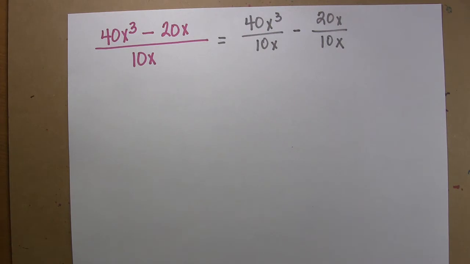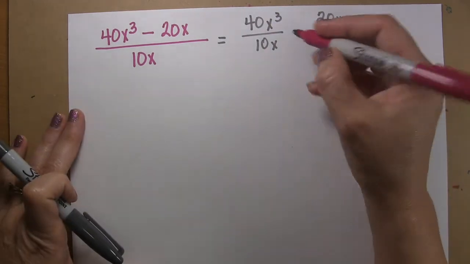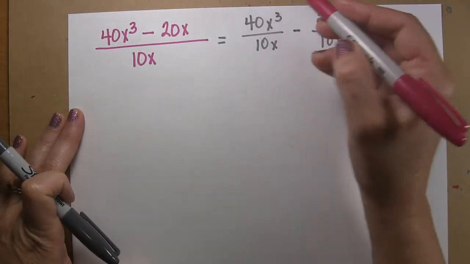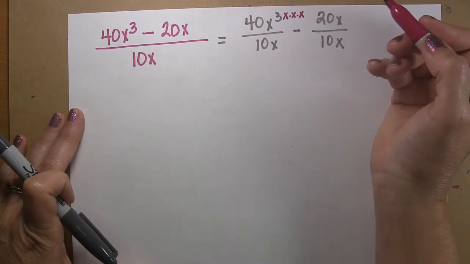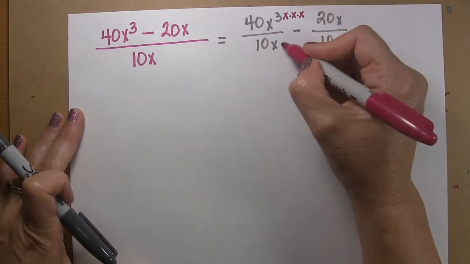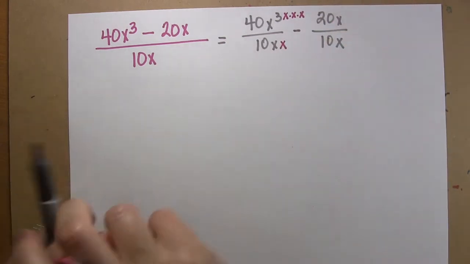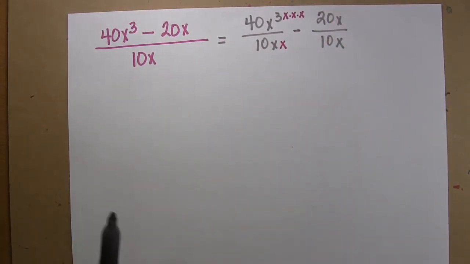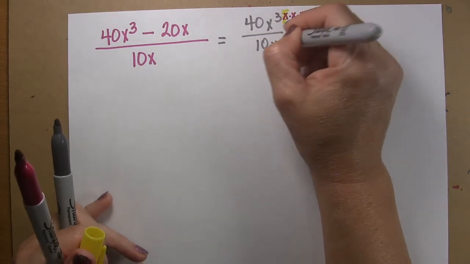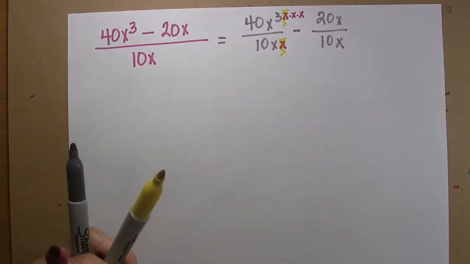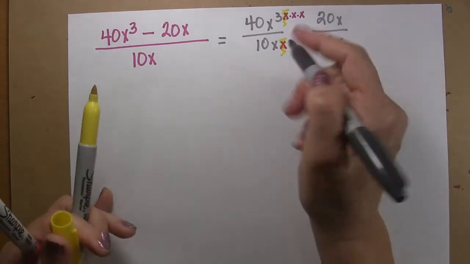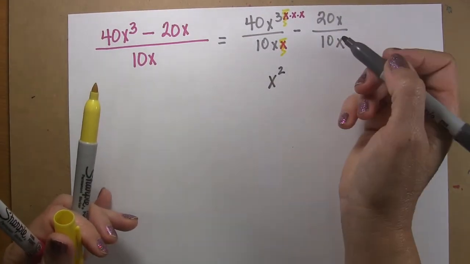Now that we've done that, hopefully you can see what gets to be crossed off. Look here at your x's. This is really x times x times x, right? That's x to the third. And here is an x. Two of these, well, this one and this one can cancel out, but that still leaves us with an x squared up on top. X squared.